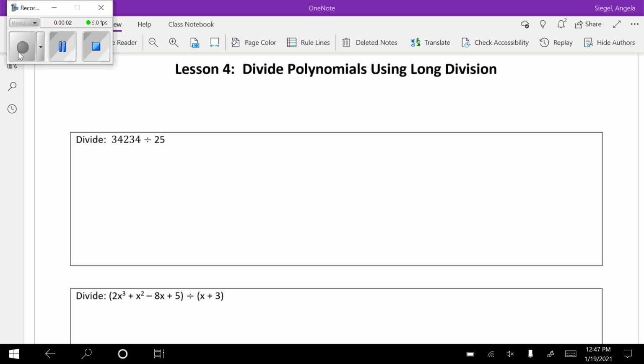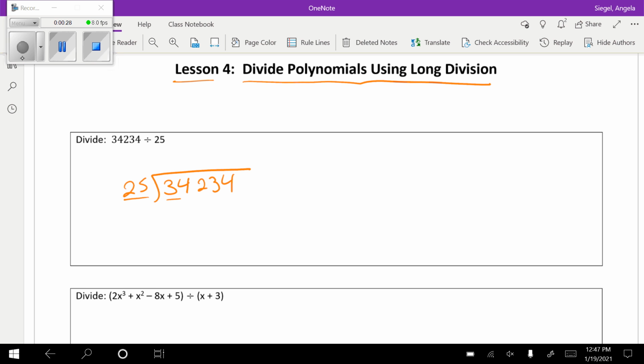Hi guys, welcome to lesson 4, and we are going to be talking about dividing polynomials using long division. So if you'll recall back in grade school how you learn to divide numbers, we're going to start there and we're going to apply it to polynomials. So you set it up like this, and you ask yourself, how many times can 25 go into 3?